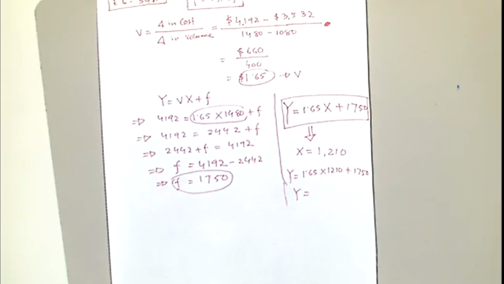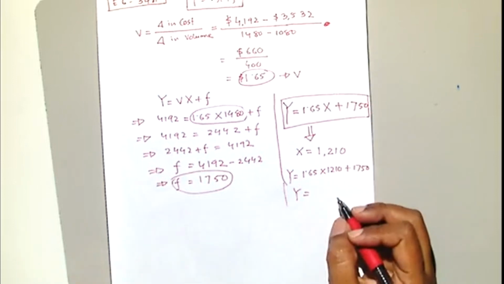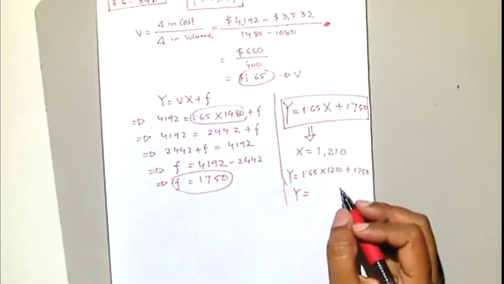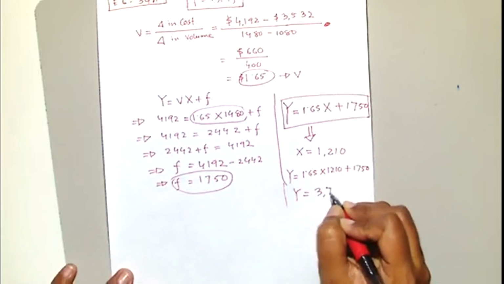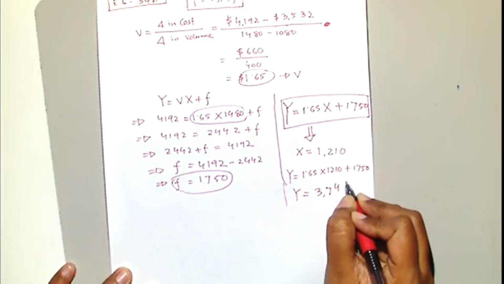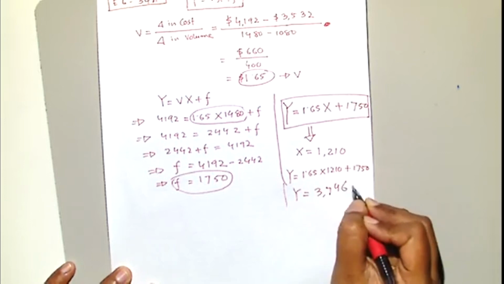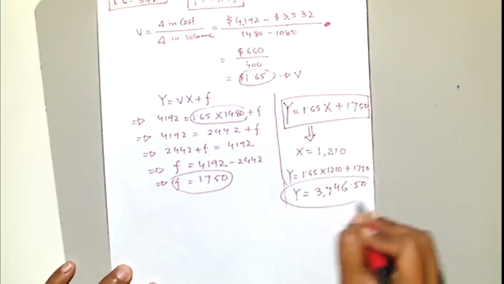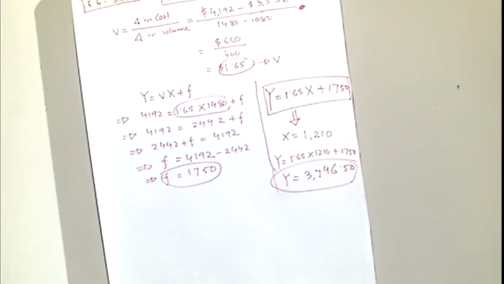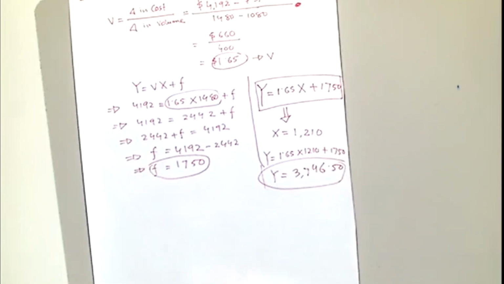Okay, let's see, Nina. What is your Y total cost? Okay, so you can round it. 3,746 point something, right? Yep. Okay, 0.547, whatever. So you can round it. Okay, so that means if your machine runs for 1,210 hours for any month, this will be your total cost.